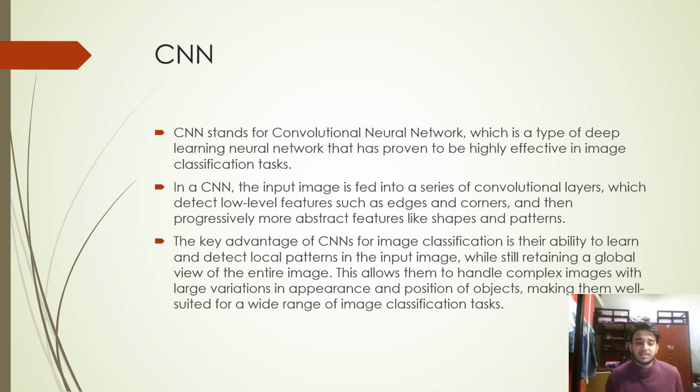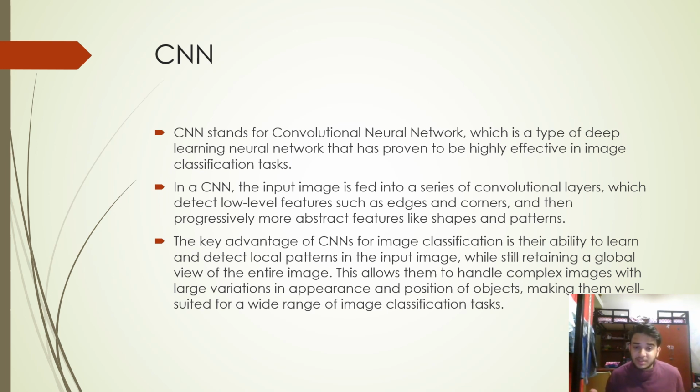CNN stands for Convolutional Neural Network, which is a type of deep learning neural network that is proven to be highly effective in image classification tasks. In a CNN, the input image is fed into a series of convolutional layers which detect low-level features such as edges and corners, and then more abstract features like shapes and patterns.